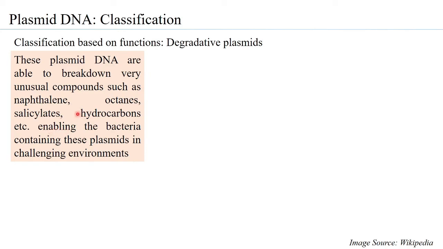So what the degradative plasmid bestows on the bacteria is that, apart from normal carbon sources, these bacteria are also able to survive in difficult or challenging environments. Where such substrates are present, bacteria that have these degradative plasmids will be able to use those substrates to grow and multiply. So that is again a competitive edge. Apart from glucose, etc., they can also utilize these carbon sources for their growth and multiplication.